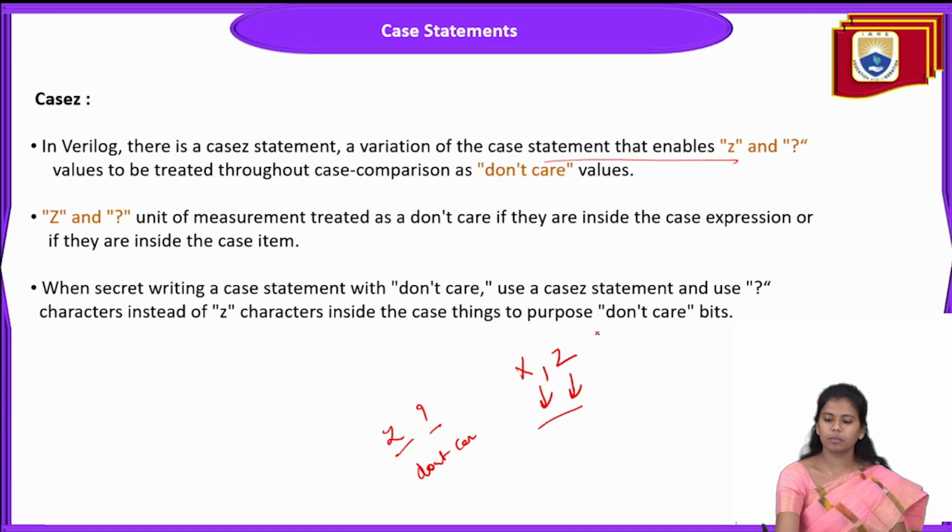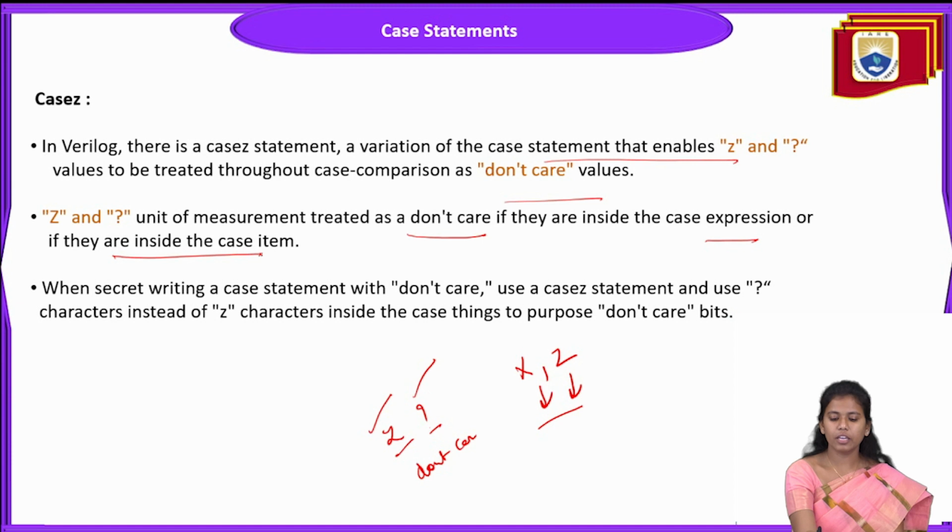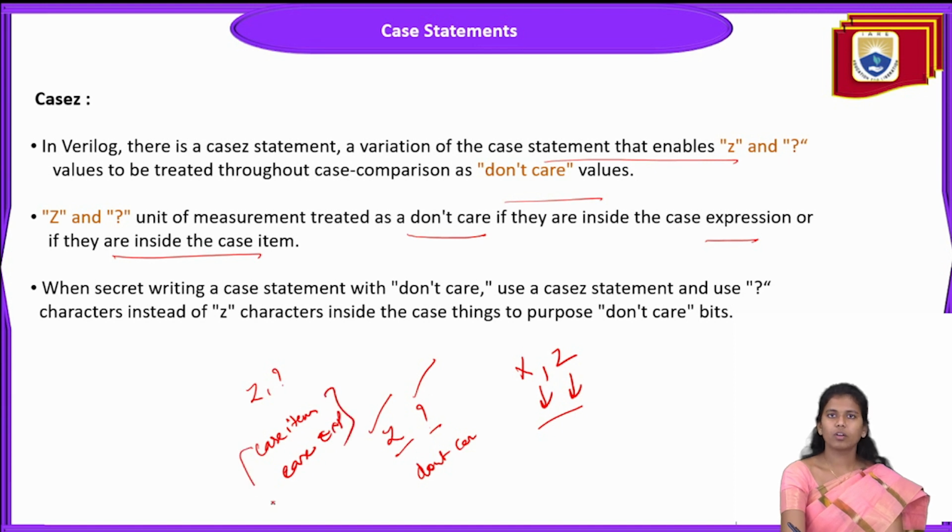Okay, so when you compare the enables or the case statement, if it is enabling Z or question mark, then it is nothing but the don't care values. So Z and question mark are treated as don't care. If you find this Z and question mark inside the case item or case expression, it says that the values are don't care values.